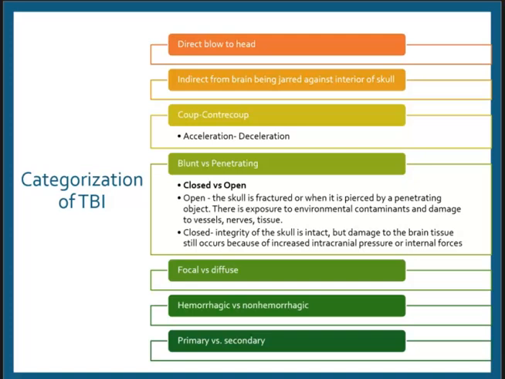Is it a focal injury or a diffuse injury? Focal means one part of the brain, where diffuse means that it's all over. Hemorrhagic versus non-hemorrhagic. Are they bleeding or are they not bleeding? And then primary versus secondary.